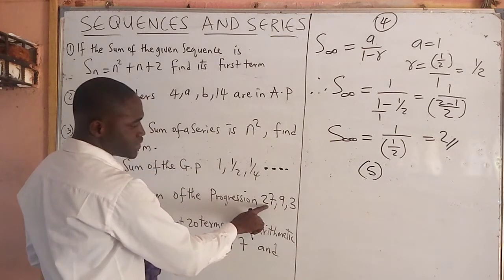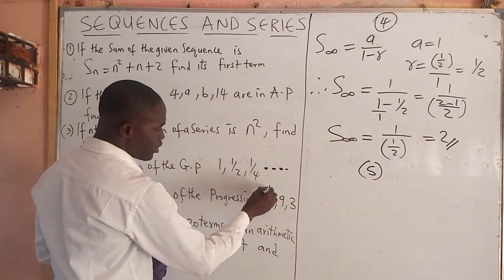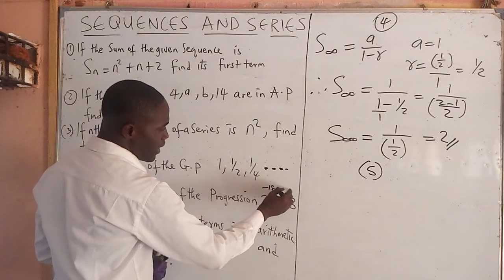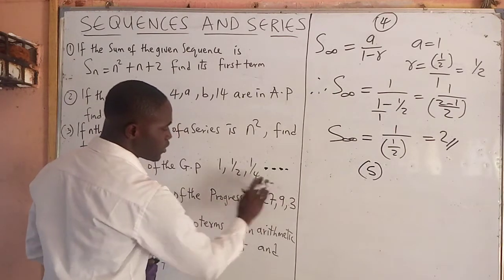9 minus 27 gives minus 18. 3 minus 9 gives minus 6. You see, they do not give us the same thing. So you say it is not AP.